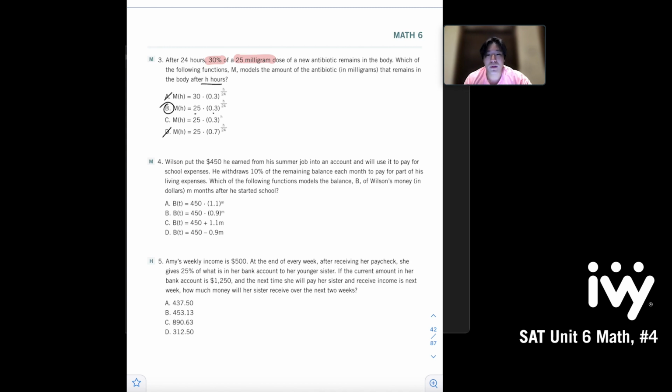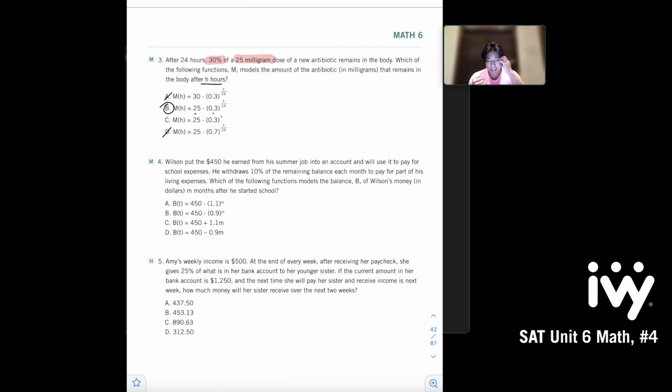Okay, question 4. Wilson put the $450 he earned from a summer job into an account and will use it to pay for school expenses. He withdraws 10% of the remaining balance each month to pay for part of his living expenses. Which of the following functions models the balance B of Wilson's money in dollars M months after he started school?